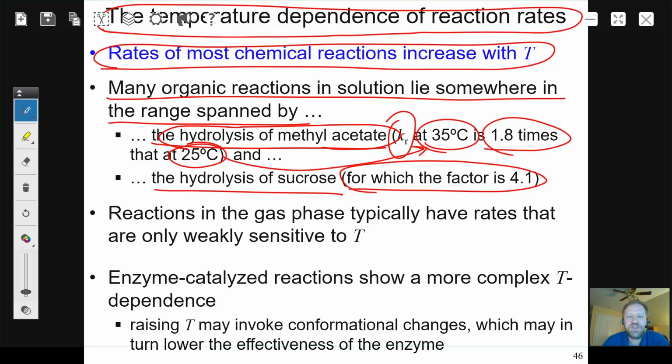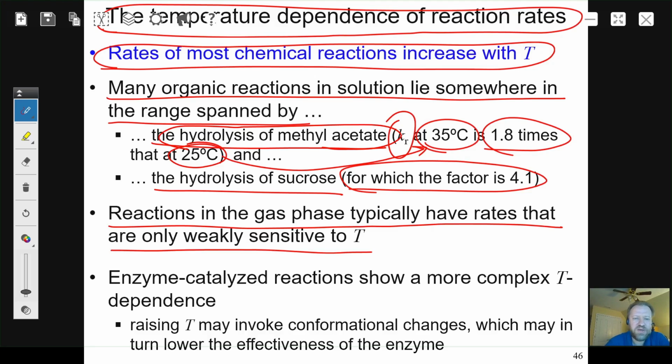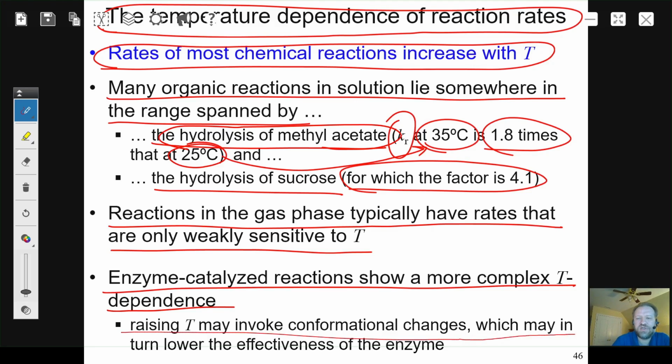Now, unlike reactions in solutions, reactions in the gas phase typically have rates that are only weakly sensitive to temperature. However, in biochemistry, enzyme-catalyzed reactions show a much more complex temperature dependence. Indeed, raising temperature may invoke conformational changes, which may in turn lower the effectiveness of the enzyme and thus decrease the rate constant.